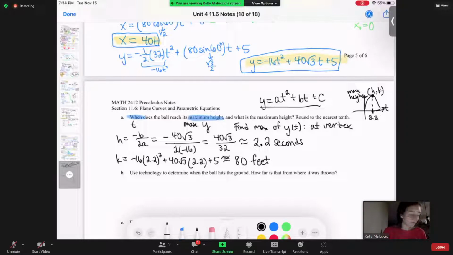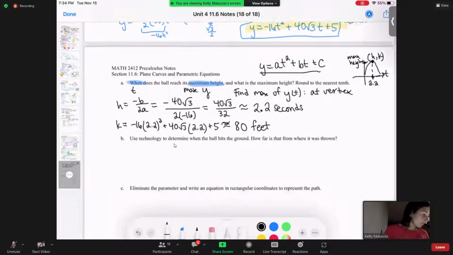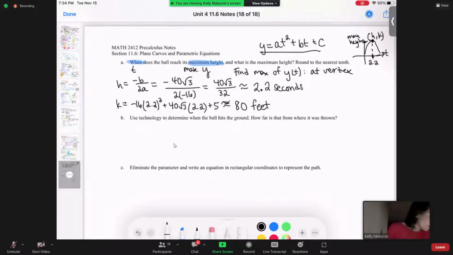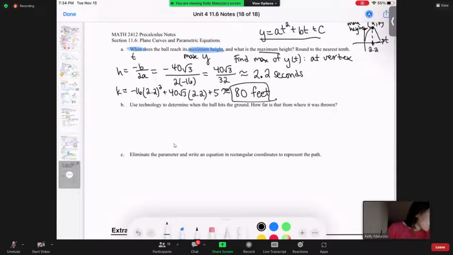But okay. That's true. Yeah, right. But it is the maximum height above the ground. That's the max height of the ball. So that is a perfectly accurate answer. So max height is 80 feet. Oh, it does say round to the nearest tenth. So maybe 80.0 I should have said, but oh well.